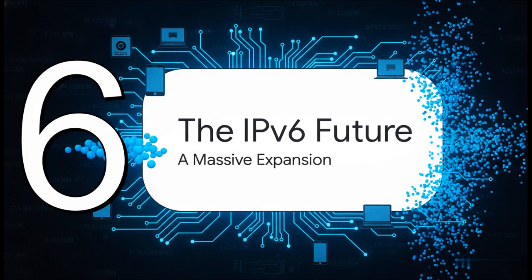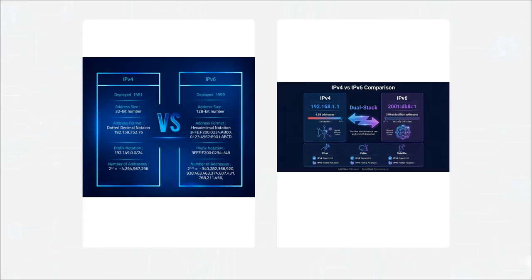And finally, Section 6, the IPv6 future. Remember when I said we'd eventually run out of those 4.3 billion IPv4 addresses? Well, to fix that exhaustion, the Internet is currently undergoing this massive, ongoing migration to IPv6. We're actively replacing the old 32-bit dotted decimal system with a massive 128-bit hexadecimal format. So instead of 4 blocks of numbers, IPv6 uses 8 groups of 4 hexadecimal digits. That's using numbers 0 through 9 and letters A through F.